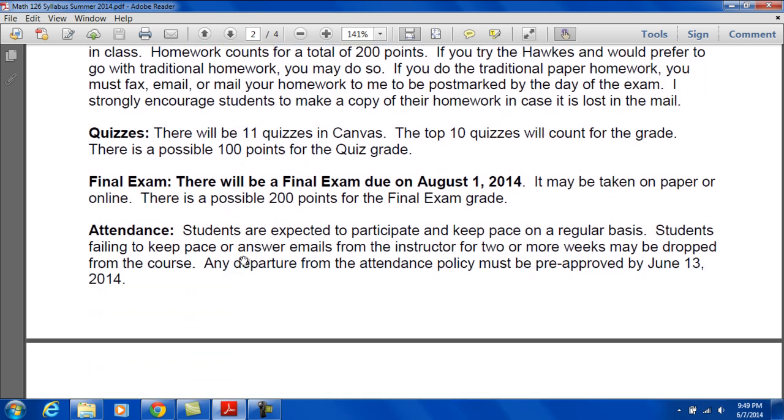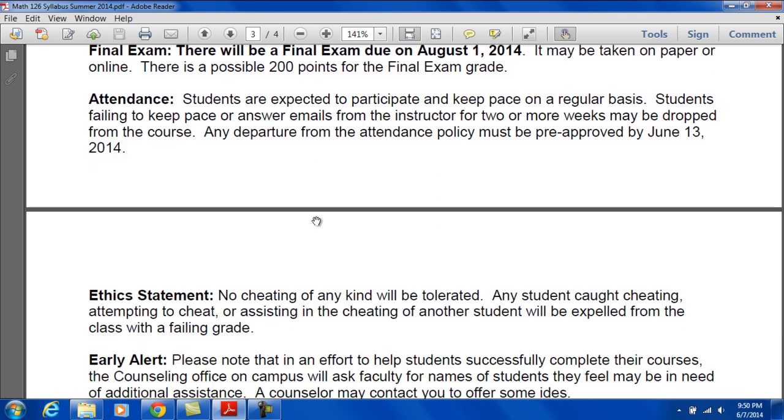Quizzes. There'll be 11 quizzes in Canvas. The top 10 quizzes will count for the grade. It's a possible 100 points for the quizzes. Those are in Canvas again. Final exam. There'll be a final exam due on August 1st, 2014. It may be taken on paper or online. The paper ones get one shot, but you have the potential for partial credit. The online version, you can take it multiple times, but your best score is your best score. It's a possible 200 points for the final exam.